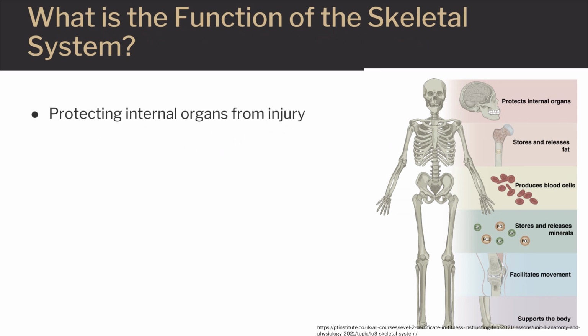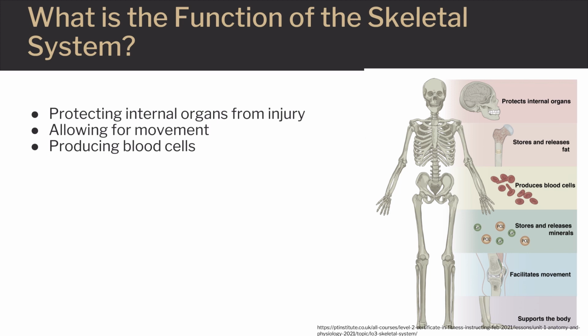Protecting internal organs from injury. For example, the skull protects the brain, while the thoracic cage protects the heart and the lungs. Allowing movement. Muscles attach to bones through tendons. This connection allows the body to move in many different ways.